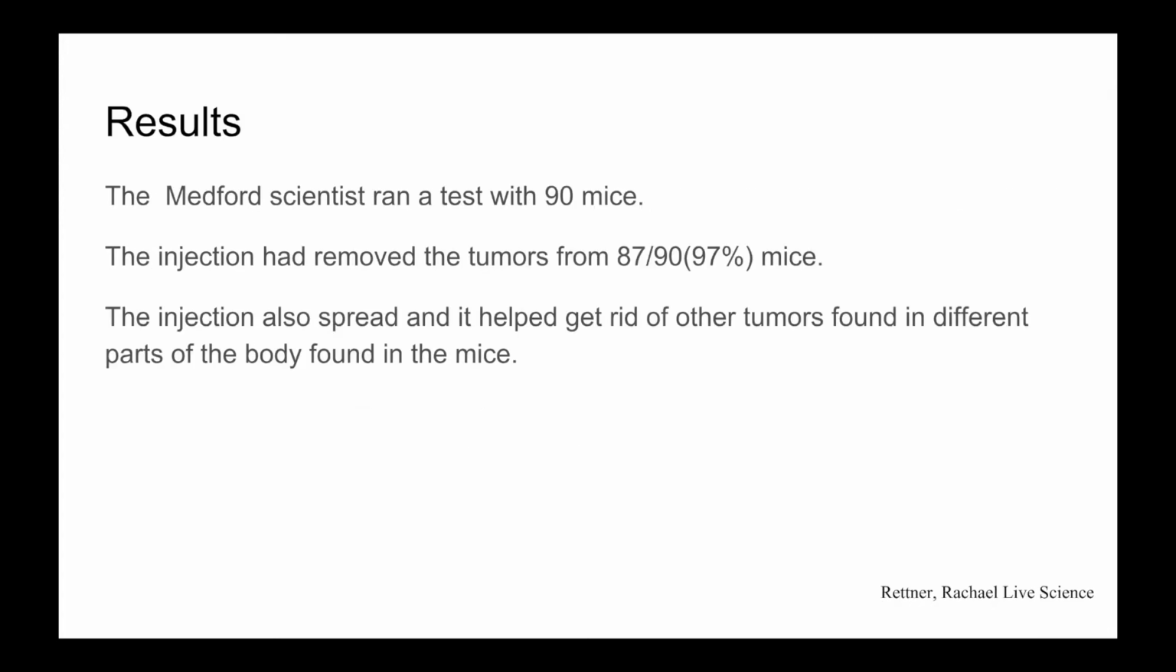So the results of the test that the scientists ran with the mice. When the scientists were testing, they ran it with 90 mice. And they injected each one of the 90 mice with the injection. The injection is supposed to remove tumors where they are supposed to have cancer tumors. The majority of it was breast and colon, but what they didn't know at that time, I'll get back to that. Overall, the injection has removed tumors from 87 of the 90 mice. Overall, that's about 90% of the mice.